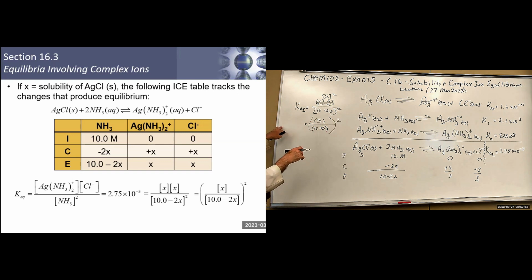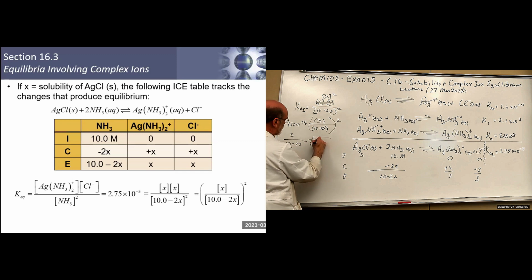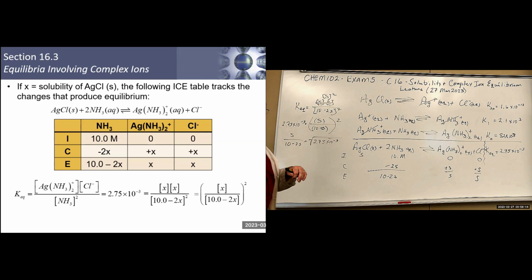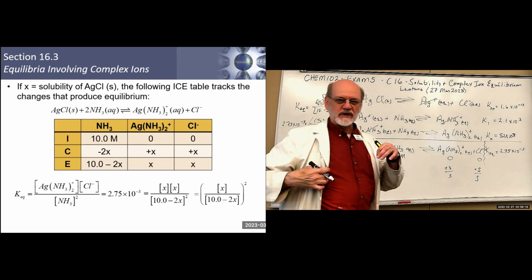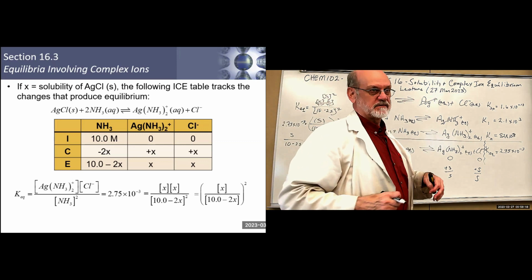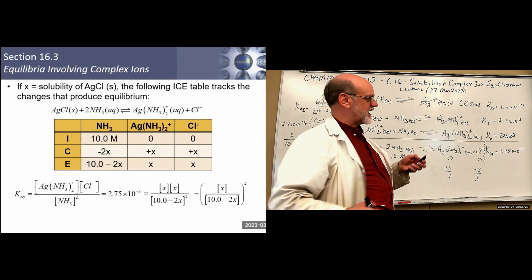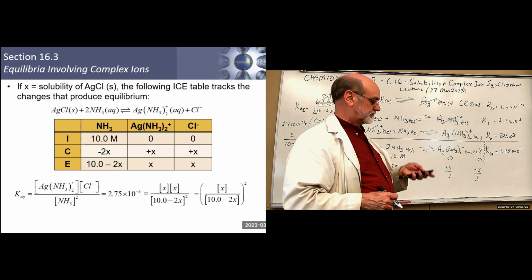So if we have a value over here, 2.75 times 10 to the minus 3, then we can take the square root of both sides. So this one divided by this one is actually the square root of 2.75 times 10 to the minus 3. So we don't have to estimate. We don't have to get rid of that X. And that's good.